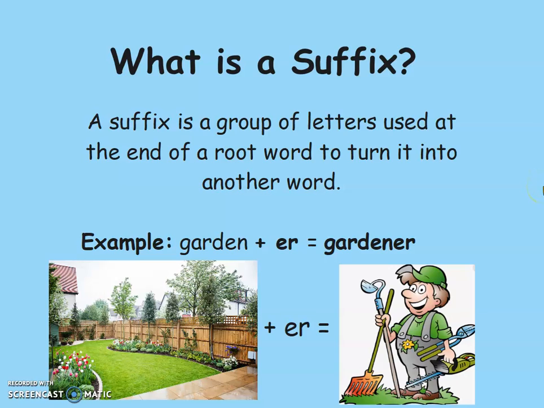So to start with, we're going to be learning what a suffix is. A suffix is a group of letters used at the end of a root word to turn it into another word. So, for example, garden is a root word, and er is a suffix. And when you add them together, it creates a new word. So we can see here from the pictures we've got our garden. Add er, is gardener.